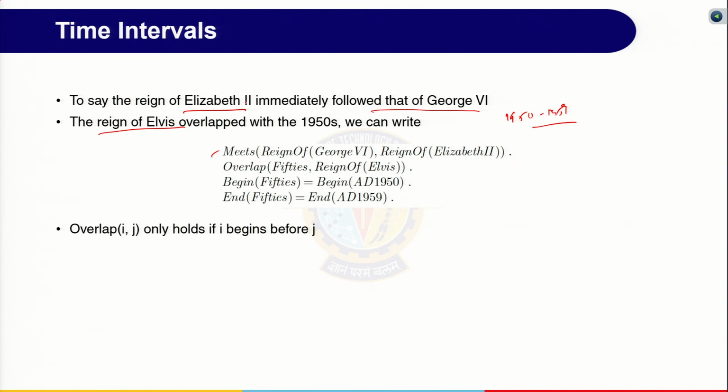That means for the first case, where the reign of Elizabeth II immediately followed that of George VI, the reign of George VI and the reign of Elizabeth II follow the relation meets. And the second relation has an overlap relation of the 50s and the reign of Elvis. And we can describe the 50s as beginning in 1950 and ending in 1959.